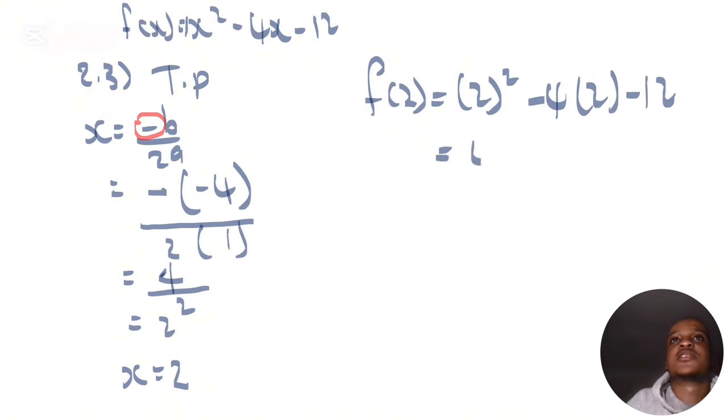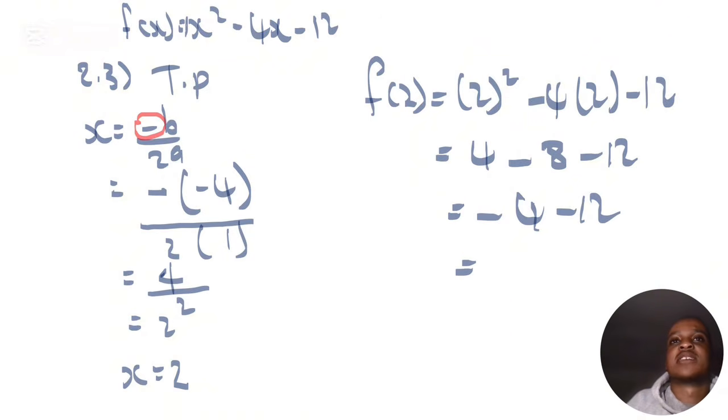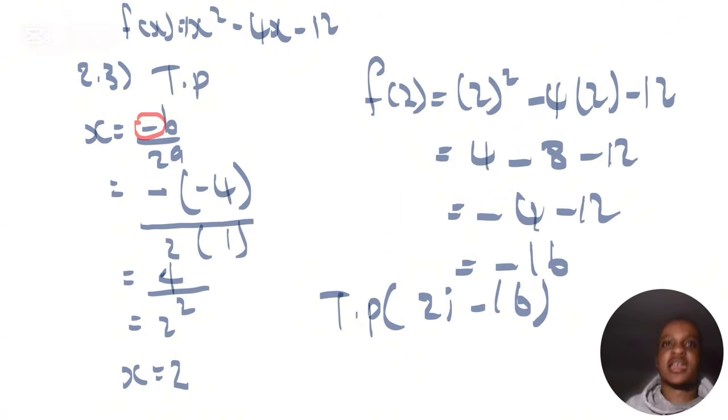What do we get there? This is 4 minus 8 minus 12, and this is what? Negative 4 minus 12, which gives us negative 16. So the turning point now is what? It is 2 into negative 16. Very important, page 12. Right? Now the second question.